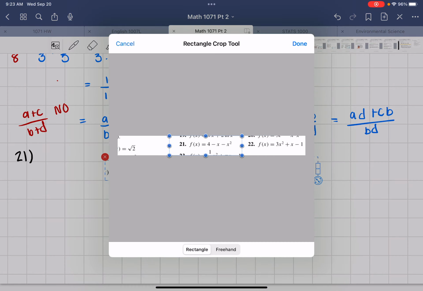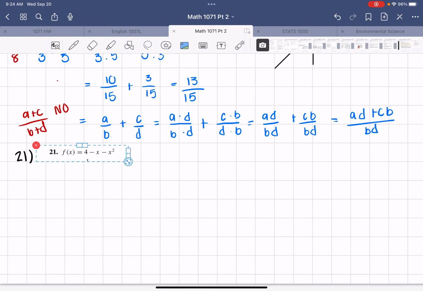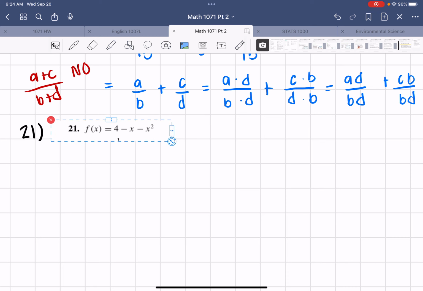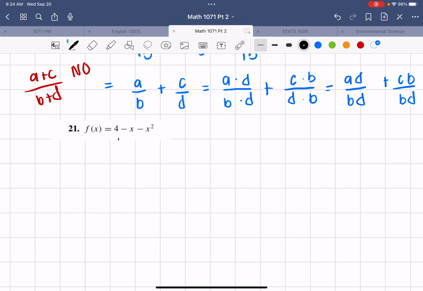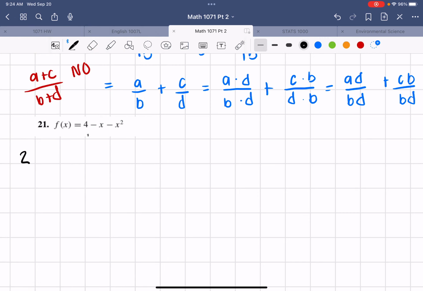So 4 minus x squared. Let's use our patterns. 4, it's not 4x, it's just 4. It's a constant. Its derivative is 0. The derivative of x is 1 and you're subtracting it. The derivative of x squared is 2x and you're subtracting it. So your derivative turns out to be negative 1 minus 2x.